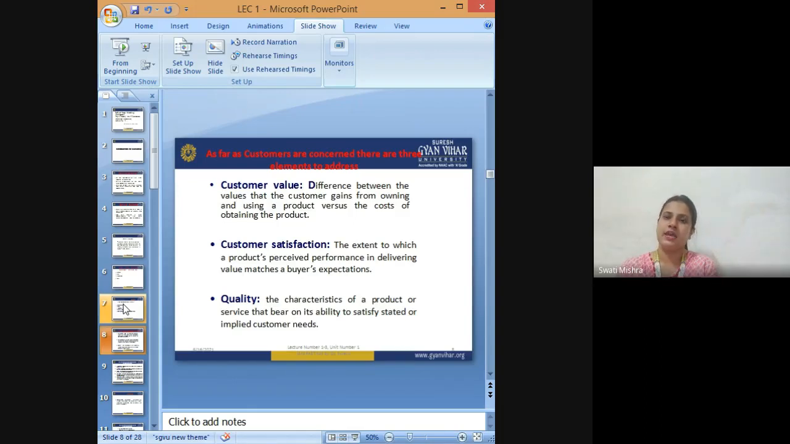The next element that is to be addressed is, of course, quality. Once you have understood a product's perceived performance by the buyers, quality is the next characteristic of a product or a service that bears on its ability to satisfy stated or implied customer needs. So unless the product quality is matched, it is not going to perform well in the market.